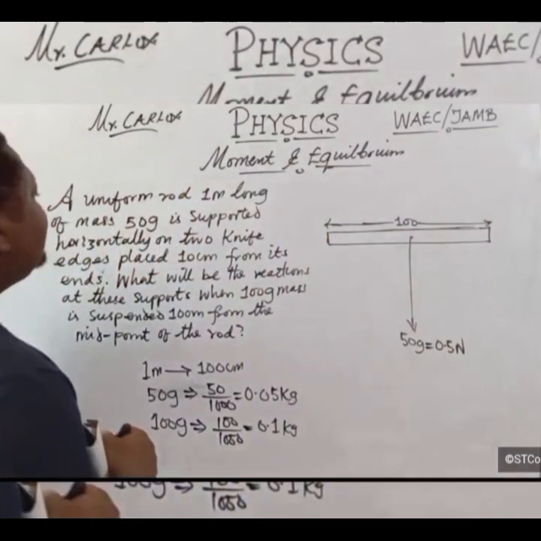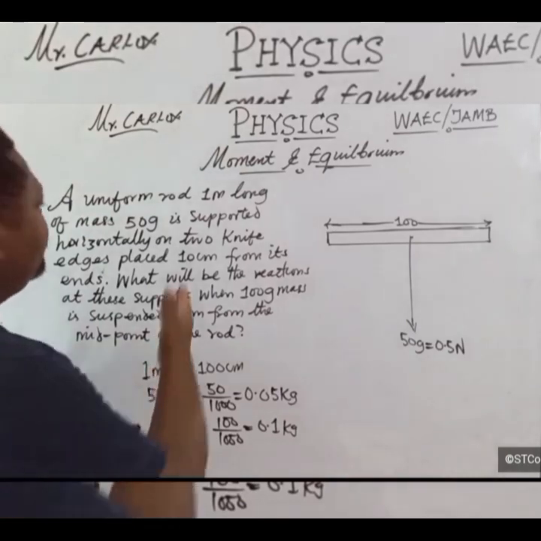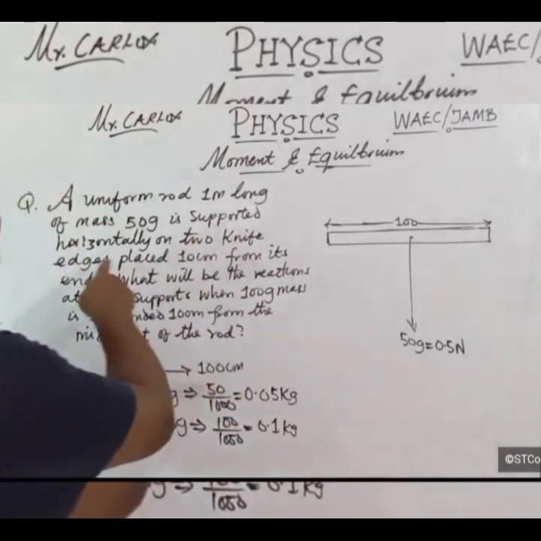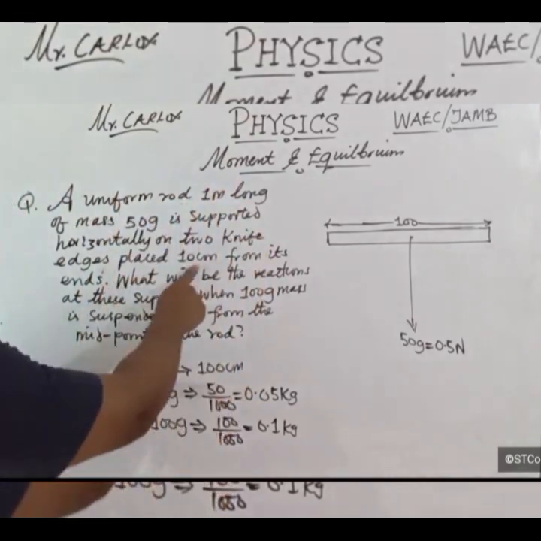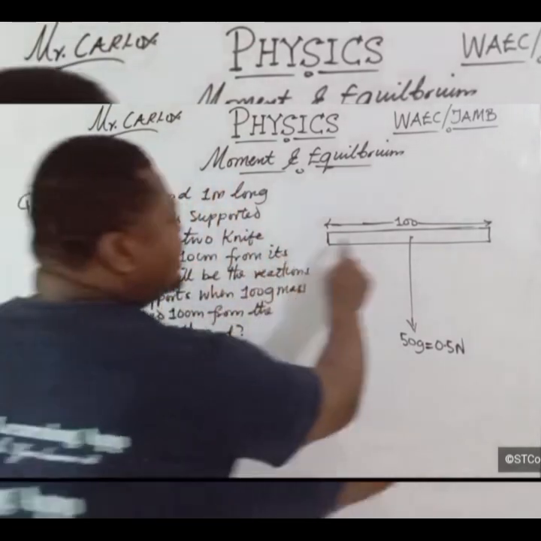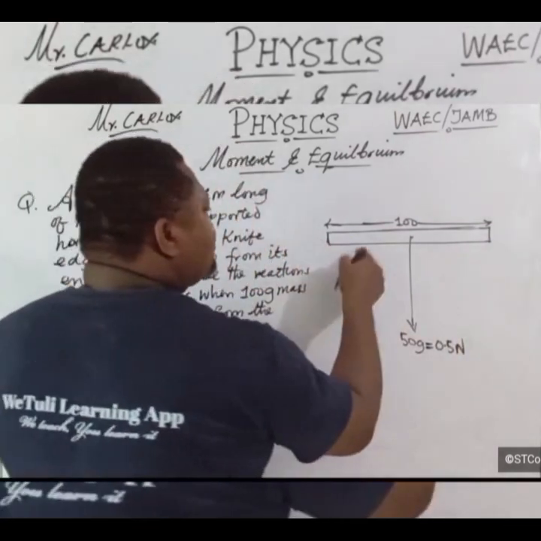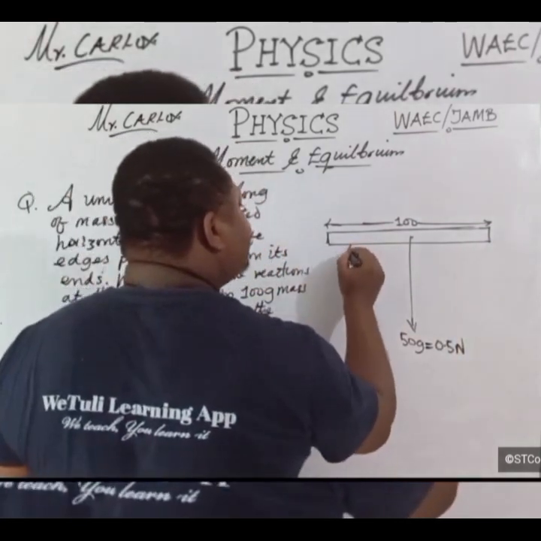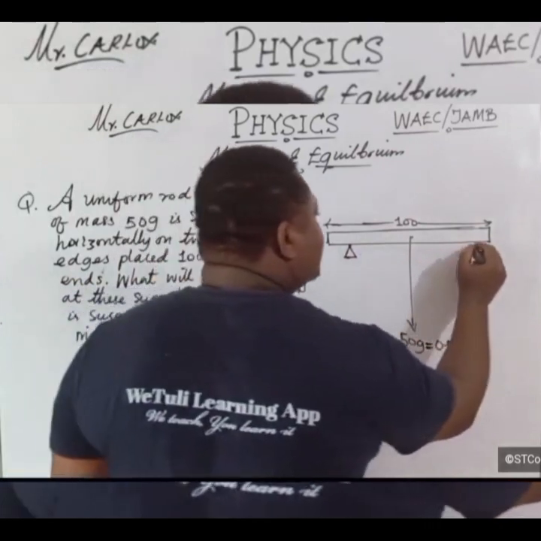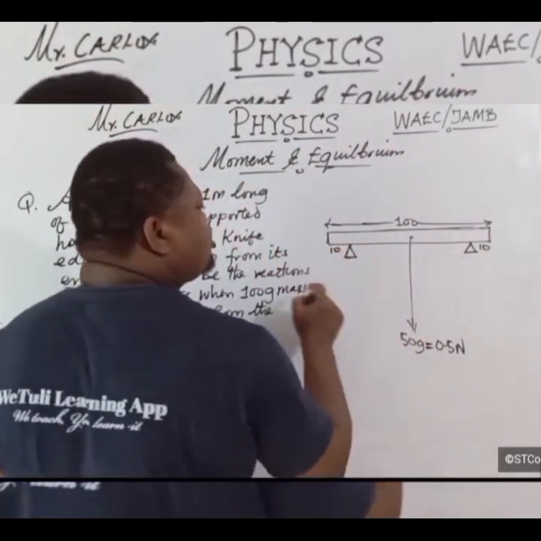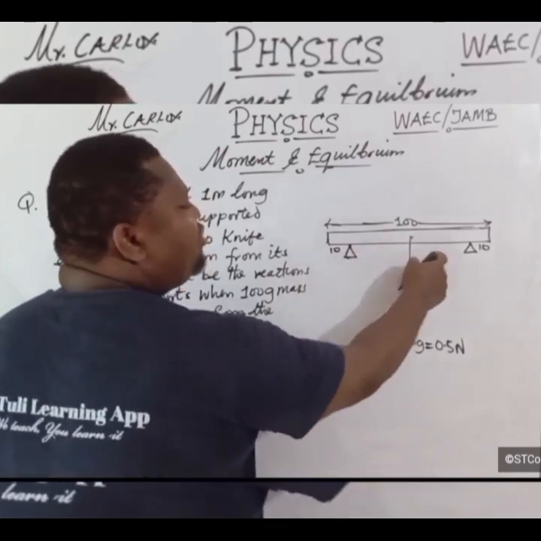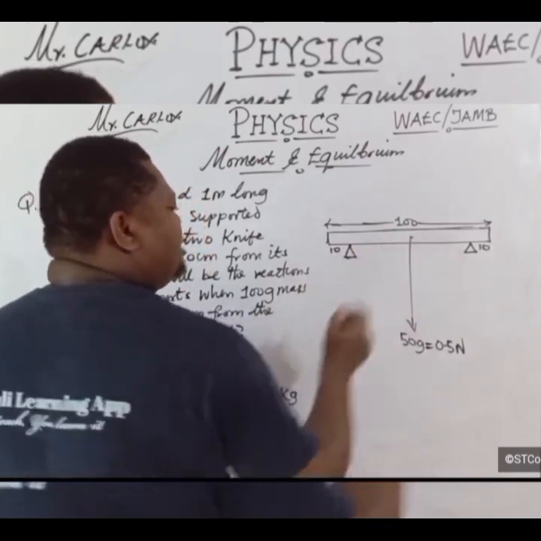All right. Now the next thing we are doing is to follow the statement. It is supported horizontally on two knife edges, and this knife edge is 10 centimeters from each end. So from here to here is 10 centimeters, a knife edge. Here is 10 centimeters. So here we want 40, because it's 50, 50. Let's go now.